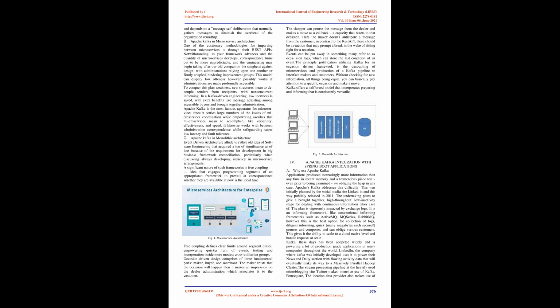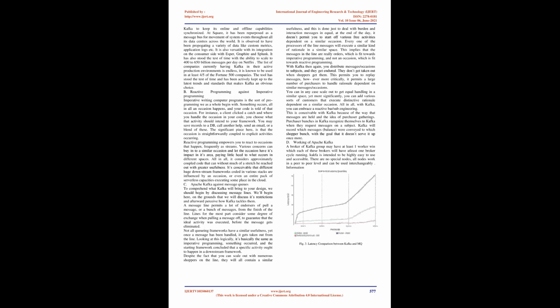Kafka to keep its online and offline capabilities synchronized. At Square, it has been repurposed as a message bus for movement of system events throughout all its data centers across the world. It is observed to have been propagating a variety of data like custom metrics, application logs, etc. It is also versatile with its integration on the consumer side with Esper, Graphite, and Splunk. It has also stood the test of time with the ability to scale to 400 to 650 billion messages per day on Netflix. The list of companies currently having Kafka in their active production environments is endless. It is known to be used in at least 4/5 of the Fortune 500 companies. The tool has stood the test of time and has been actively kept up to the latest trends and standards that makes Kafka an obvious choice.